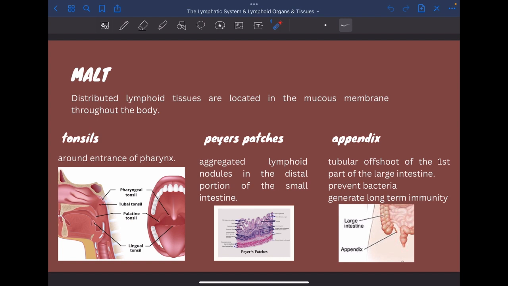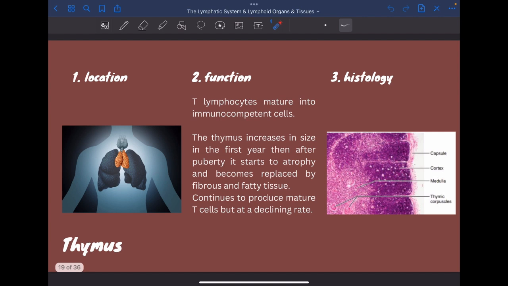This is everything with regards to the secondary lymphoid organs: the lymph nodes, the spleen, and the MALT, the tonsils, Peyer's patches, and the appendix. The last thing that will be mentioned with regards to this chapter is the thymus, which is a primary lymphoid organ, and it is essentially very important in the first years of life.